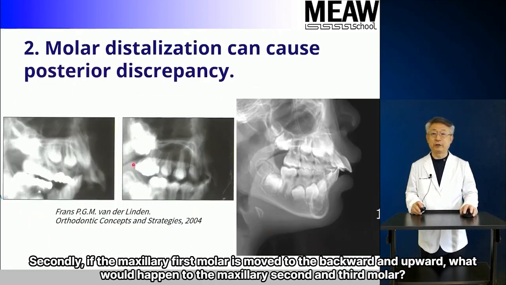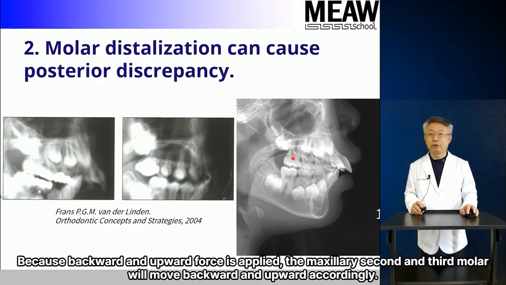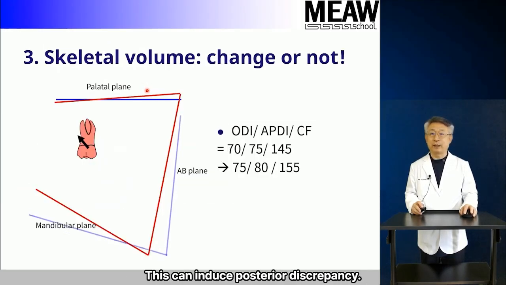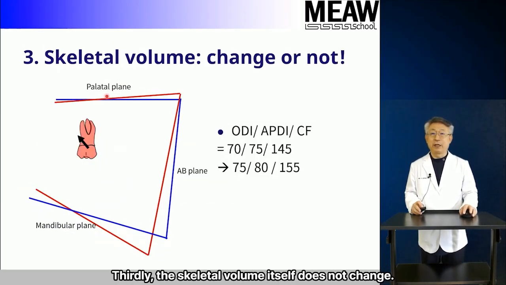Secondly, if the maxillary first molar is moved backward and upward, what would happen to the maxillary second and third molar? Because backward and upward force is applied, the maxillary second and third molar will move backward and upward accordingly. This can induce posterior discrepancy. Thirdly, the skeletal volume itself does not change.